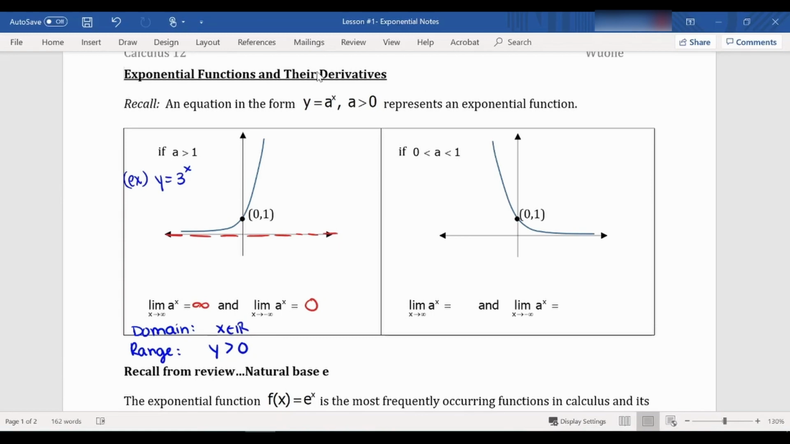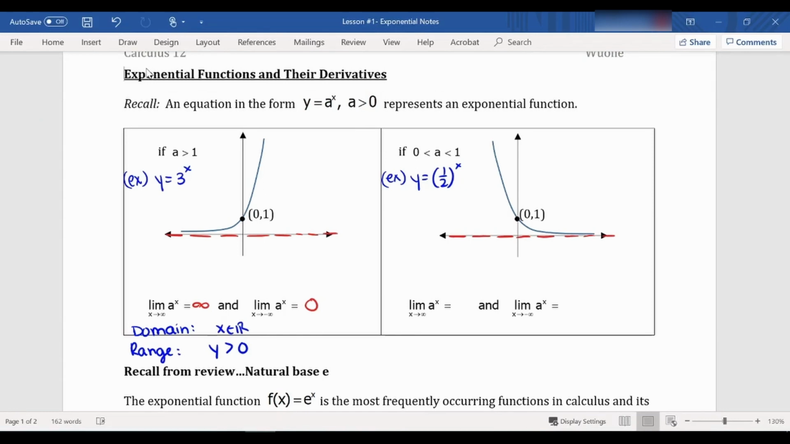If we have an a value between 0 and 1, so a fractional a value where the numerator is less than the denominator, this would be something like y equals 1/2 to the power of x. These are decreasing functions, meaning as we read the graph left to right, these graphs decrease. We still have an asymptote along the x-axis.